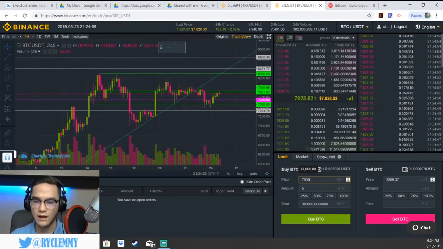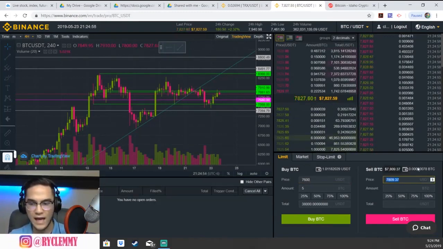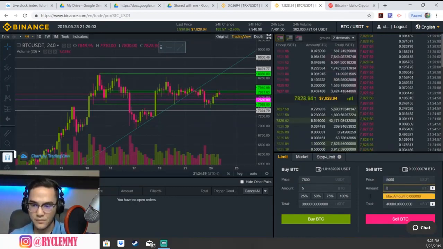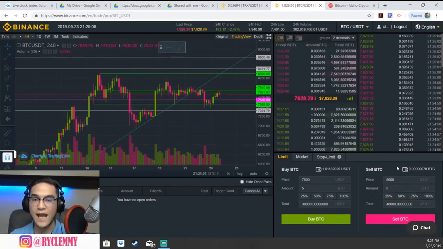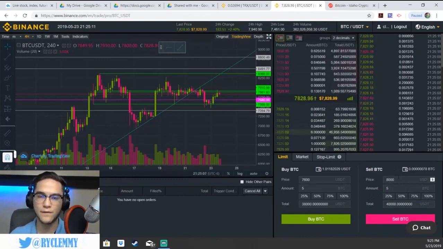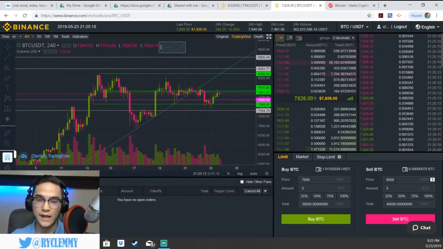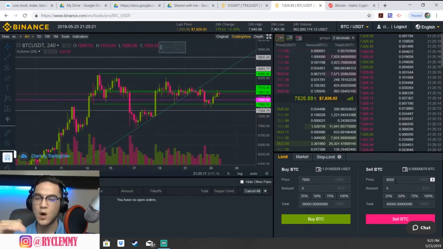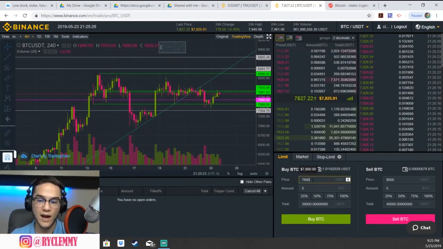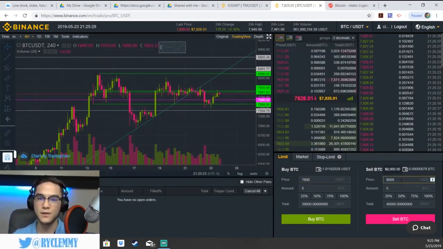Same thing goes for sell. Let's say you wanted to sell your Bitcoin at $8,000, let's say 5 again. What this is saying on this side is that 8,000 is the minimum amount that you will sell your Bitcoin for. So it wouldn't fill your order at a price lower than 8,000, but it'll fill it at 8,000 or better. Again, limits are always at the price you set or better. It's always better to buy at a lower price than you said or sell at a higher price. So it's going to give you the price that you say or better.